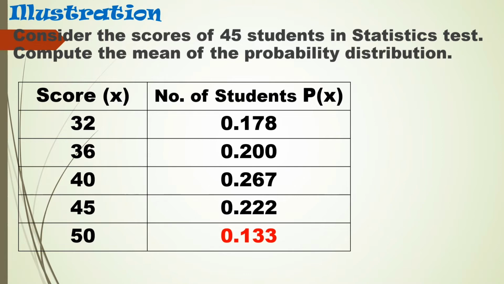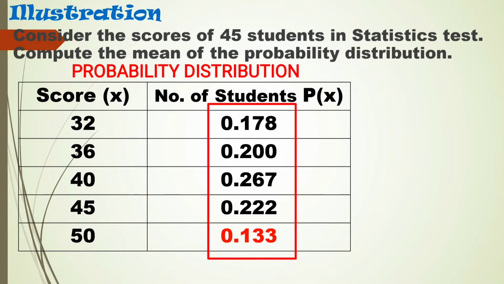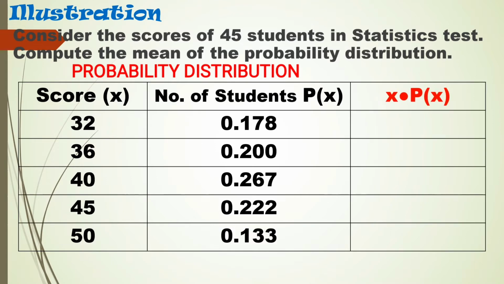After that, the new tabulation is now called a probability distribution, whose x are 32, 36, 40, 45, and 50, with its corresponding probabilities in decimal form, which are 0.178, 0.200, 0.267, 0.222, and 0.133. To solve using the formula for the mean of a probability distribution, we will add a third column to get the product of x times P of x.